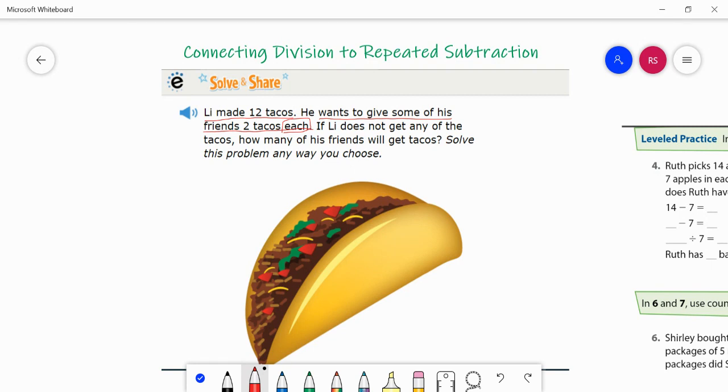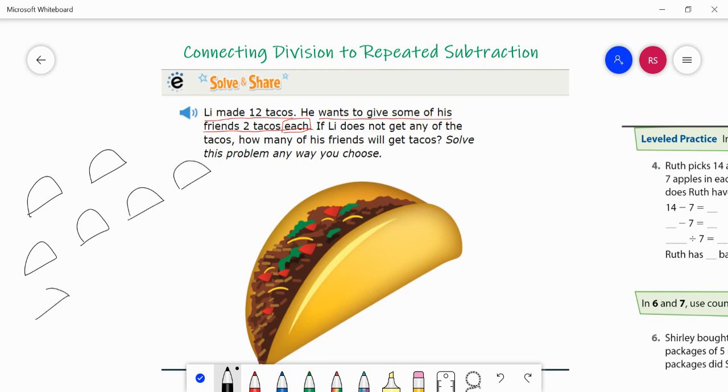So we know that he made a total of 12 tacos. That's very important. So we have a real big taco here, but I'm actually going to draw out these 12 tacos for us. Over here on the left-hand side, I'm just going to draw what would kind of look like the outside of a taco. So I have 1, 2, 3, 4, 5, 6, 7, 8, 9, 10, 11, 12. So these are my 12 tacos that I made.